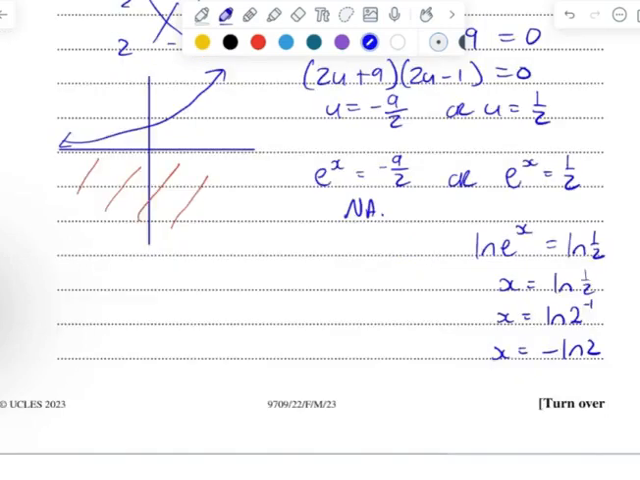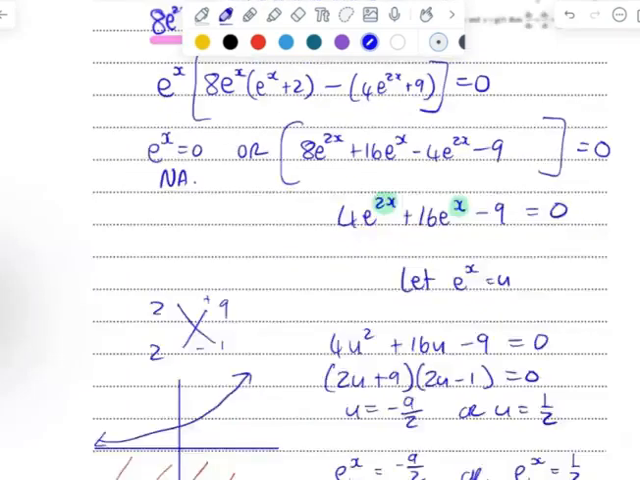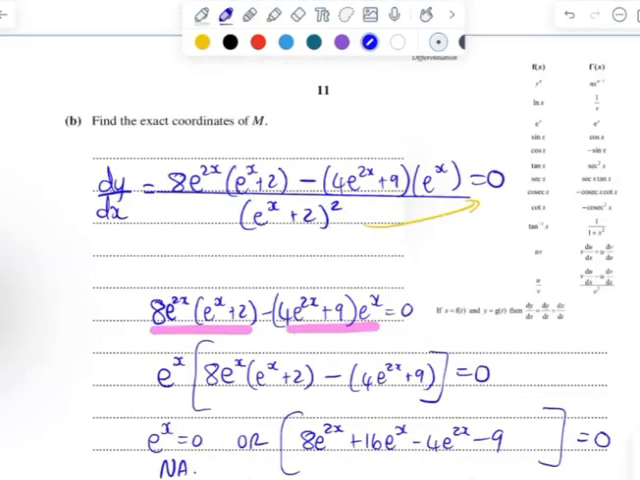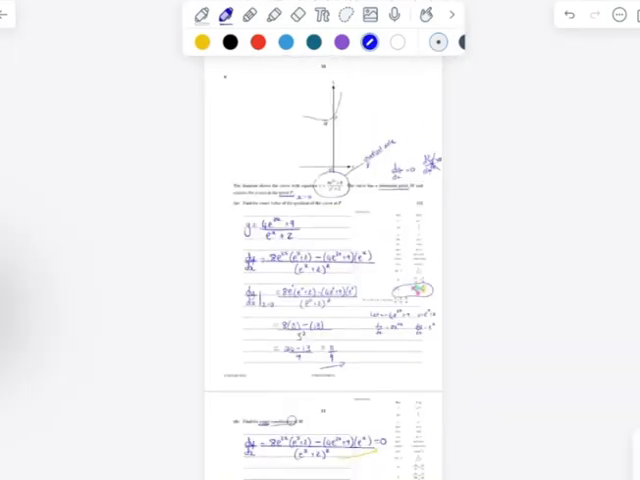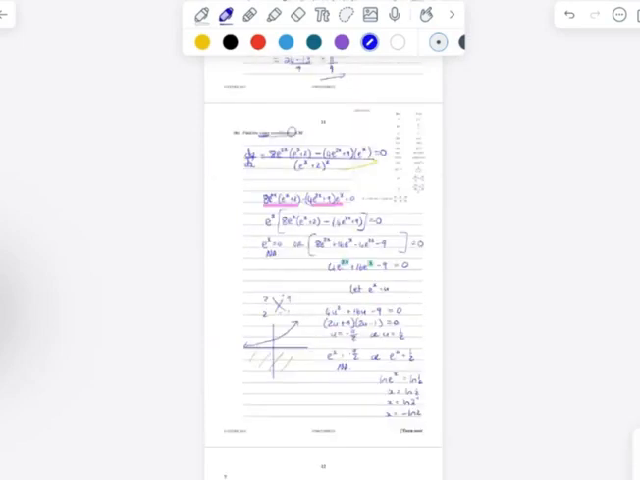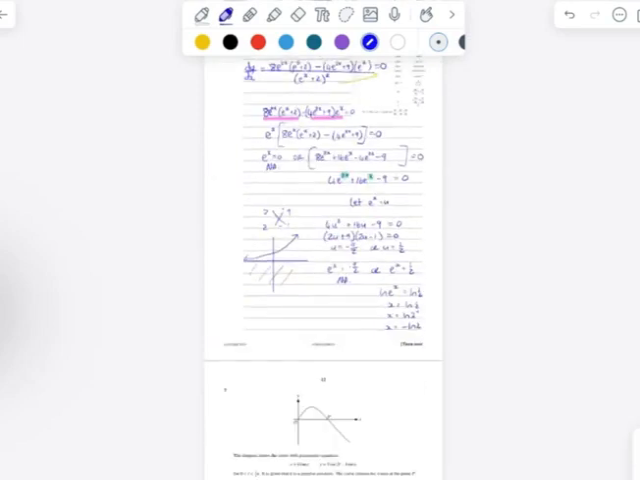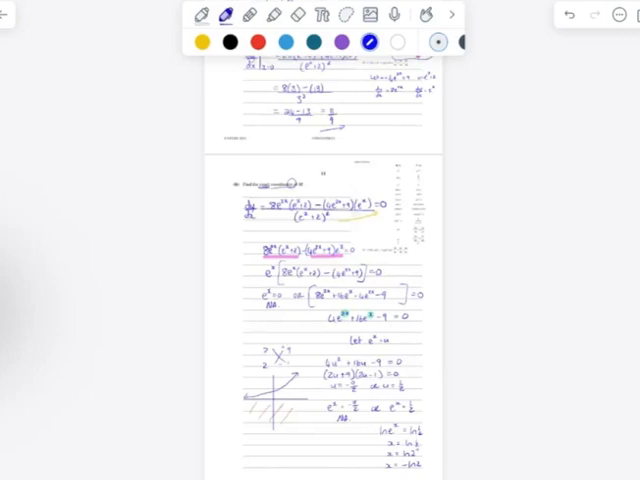All right, so let's just see if we answered the question. Find the exact, so we don't want to put that into significant figures, we just want to leave it like that, the exact coordinates of m. So m is only a single point, so when they ask for coordinates, they're wanting the x and y coordinate. I haven't left myself a lot of space for this.